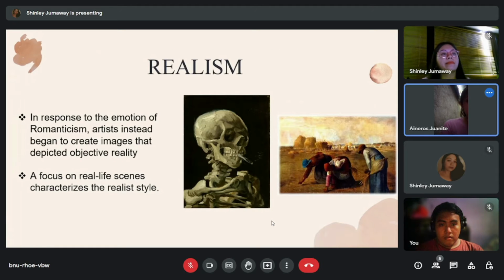Next. Realism. In response to the emotion of romanticism, artists instead began to create images that depicted objective reality. A focus on real life scenes characterized the realist style. Realism in the arts is the accurate, detailed, unblemished depiction of nature or contemporary life. Realism rejects imaginative idealization in favor of a close observation of outward appearance. As such, realism in its broad sense has comprised many artistic currents in different civilizations.